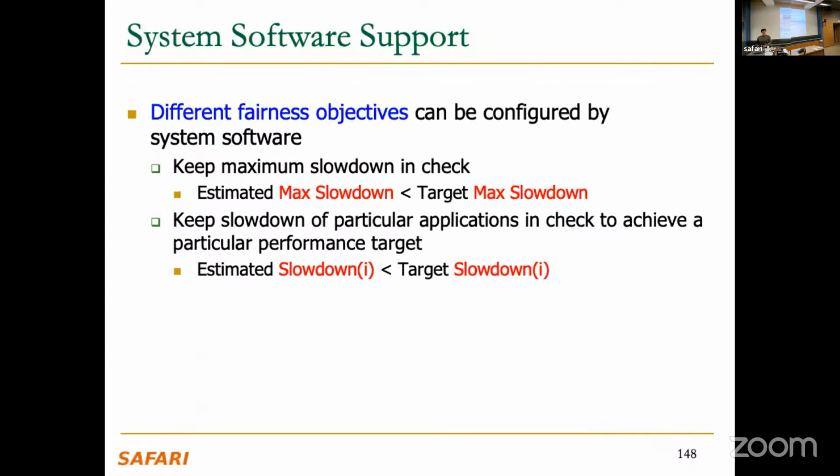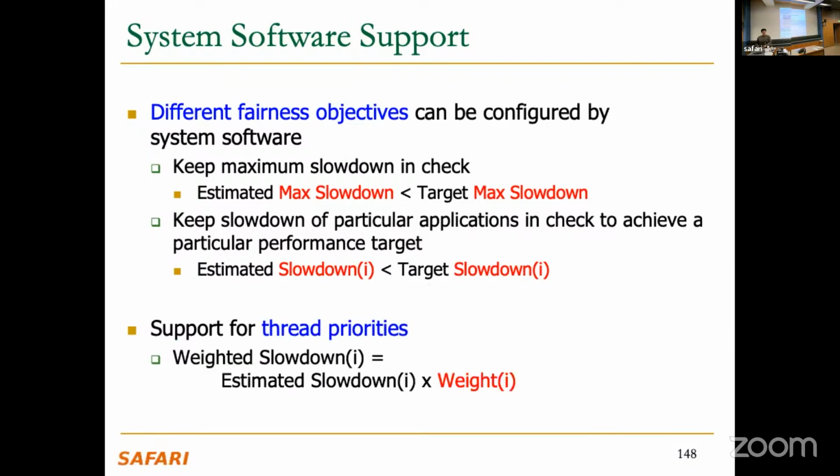Yeah, so system software support: we can specify different fairness objectives from the system software. You can have a target maximum slowdown, or you can have target slowdowns for every application. And your controller tries to match these limits, basically. And your operating system can assign weights to threads. So as the operating system, you tell the hardware controller that throttling this application is more important than the other, for example.